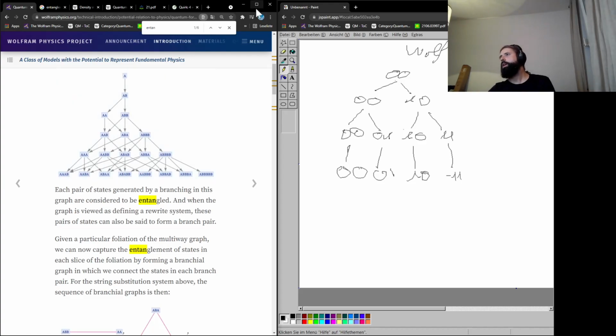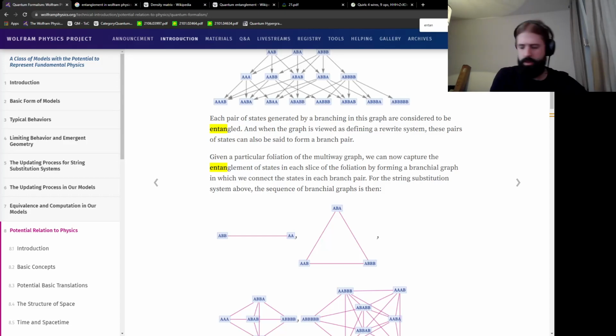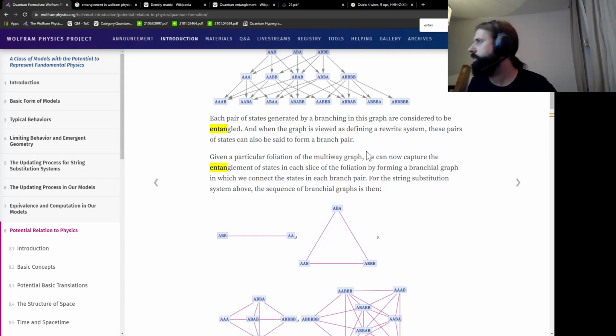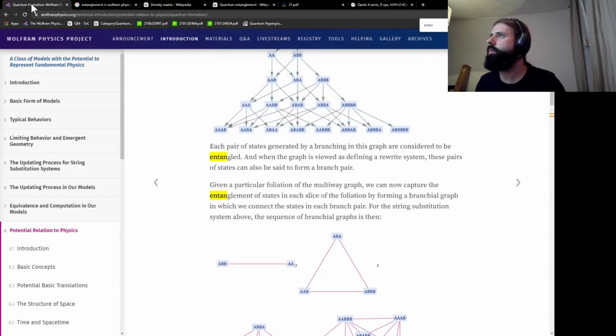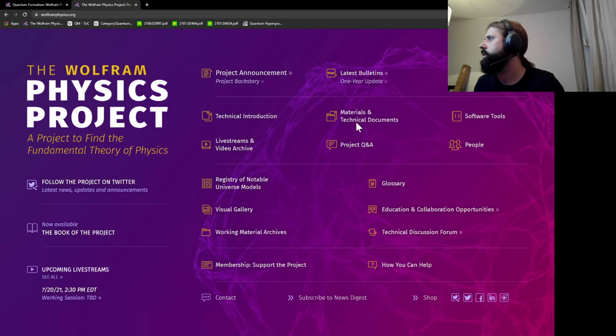I want to find a better example. I want to find an actual quantum computing example. Project K software tools. Working material archives.